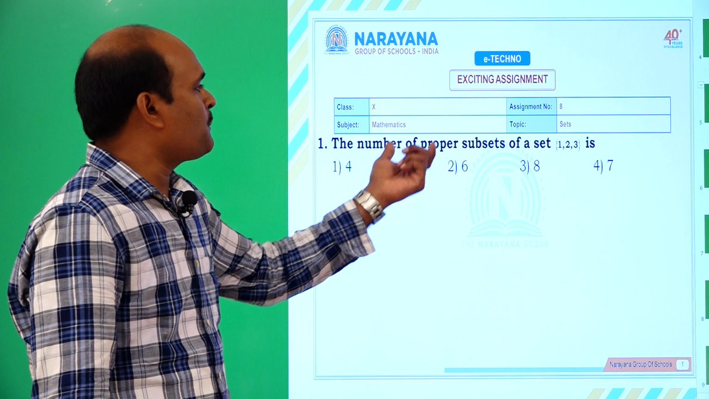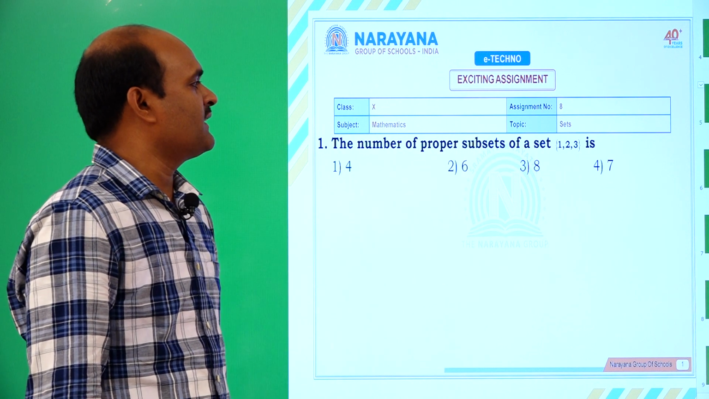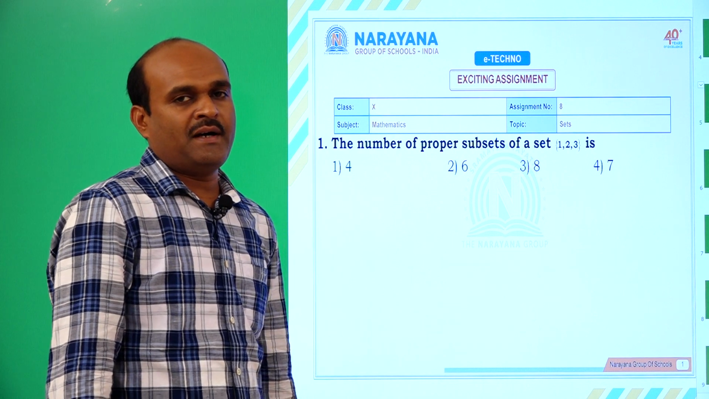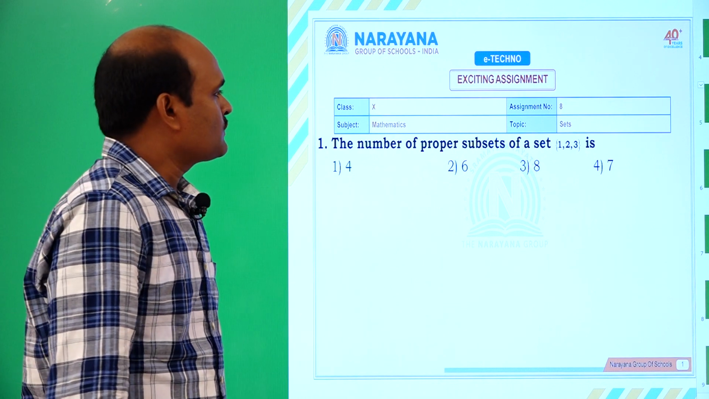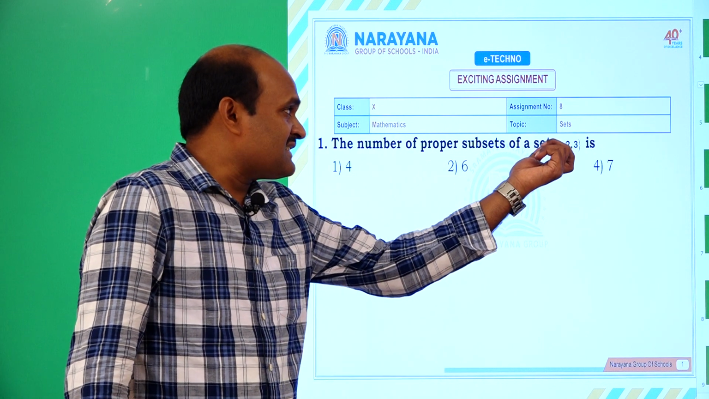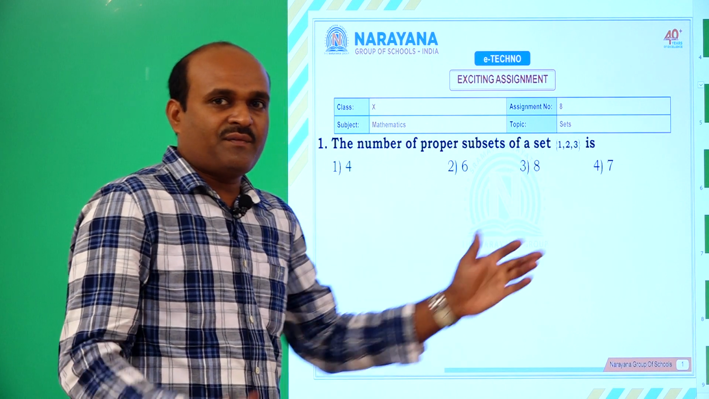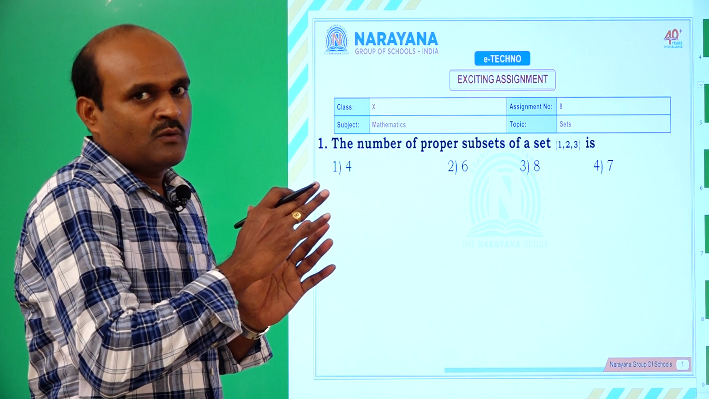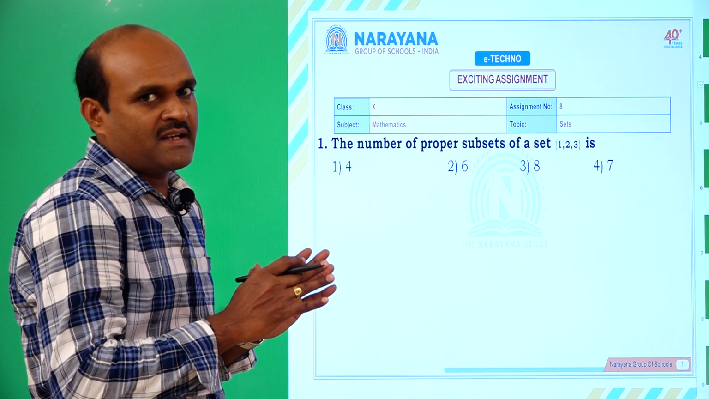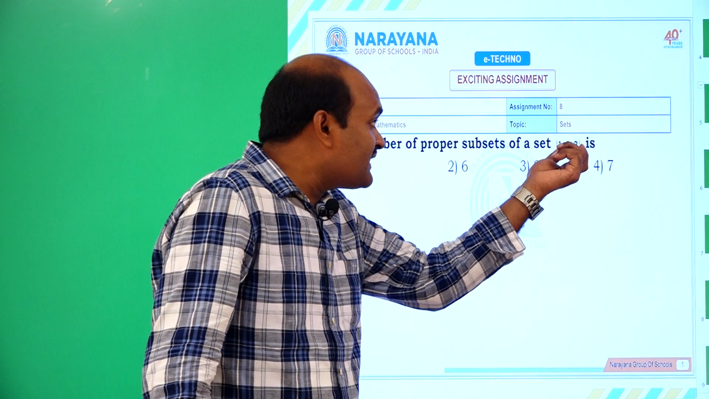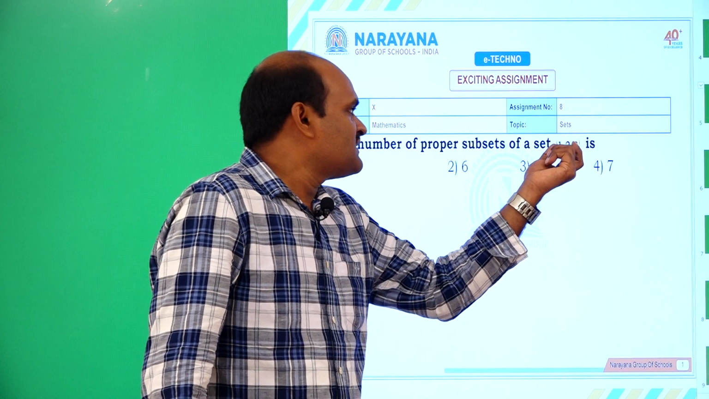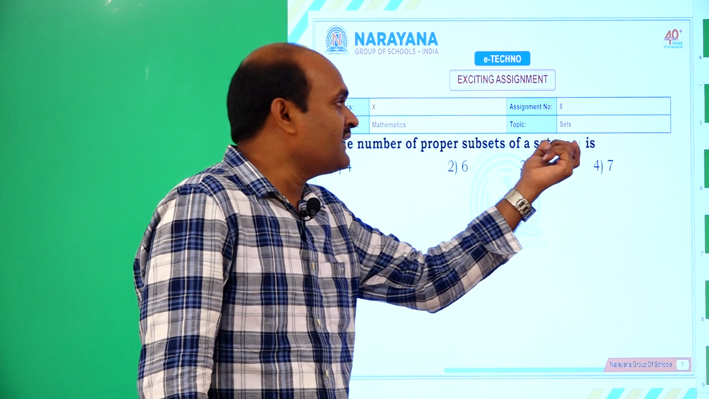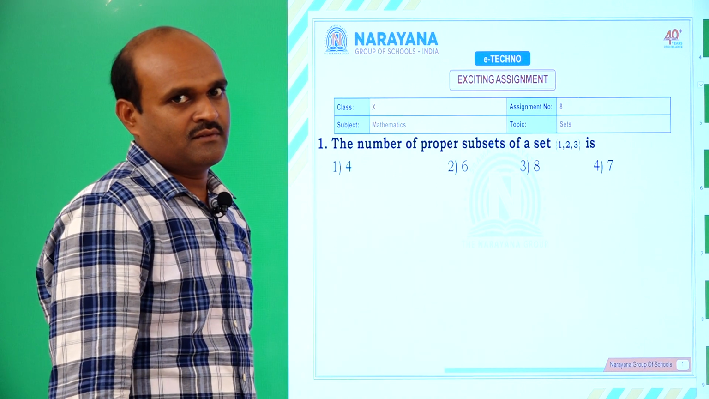The number of proper subsets of the set {1, 2, 3} is? So what are the subsets of this set? What is the difference between subsets and proper subsets? Proper subsets means excluding the set itself, that is {1, 2, 3}. All subsets excluding the set itself.